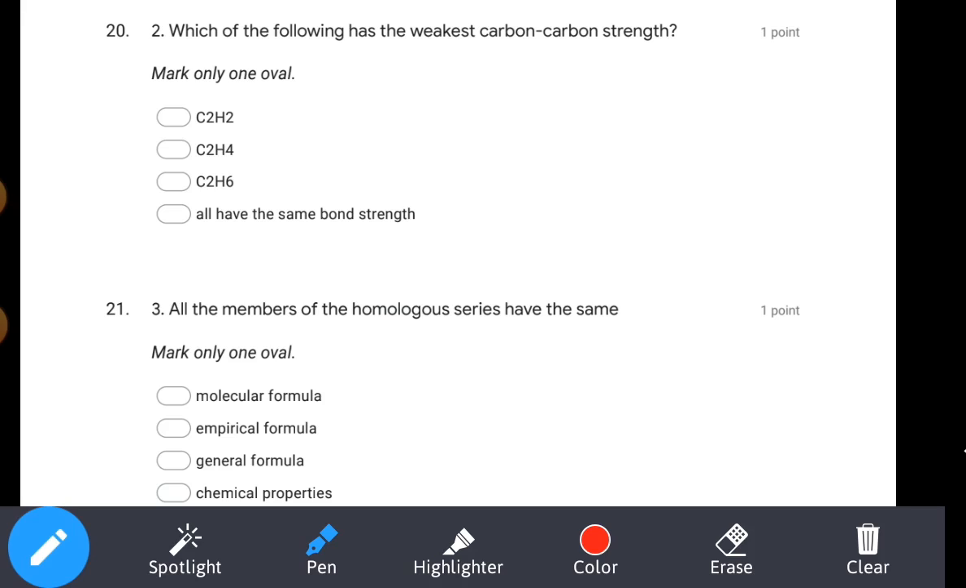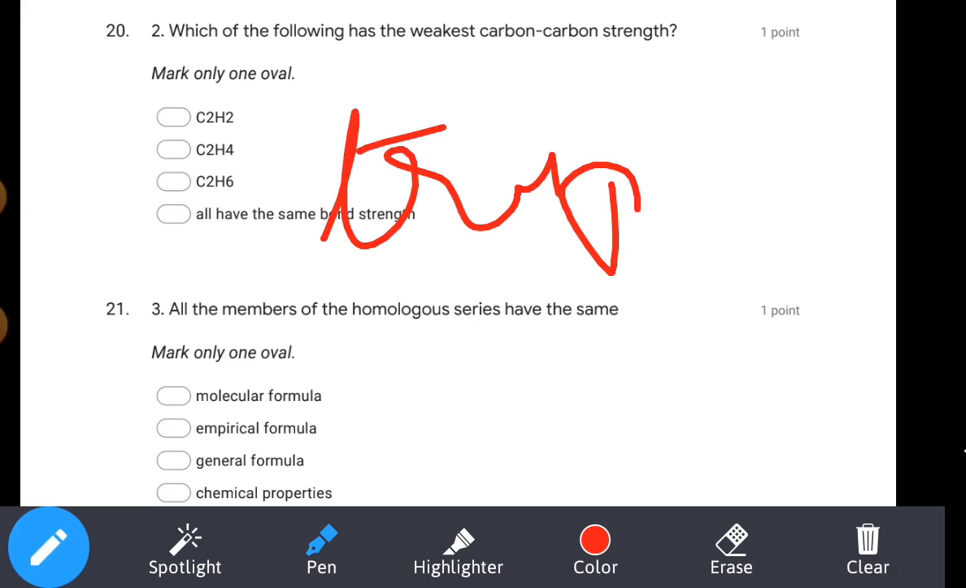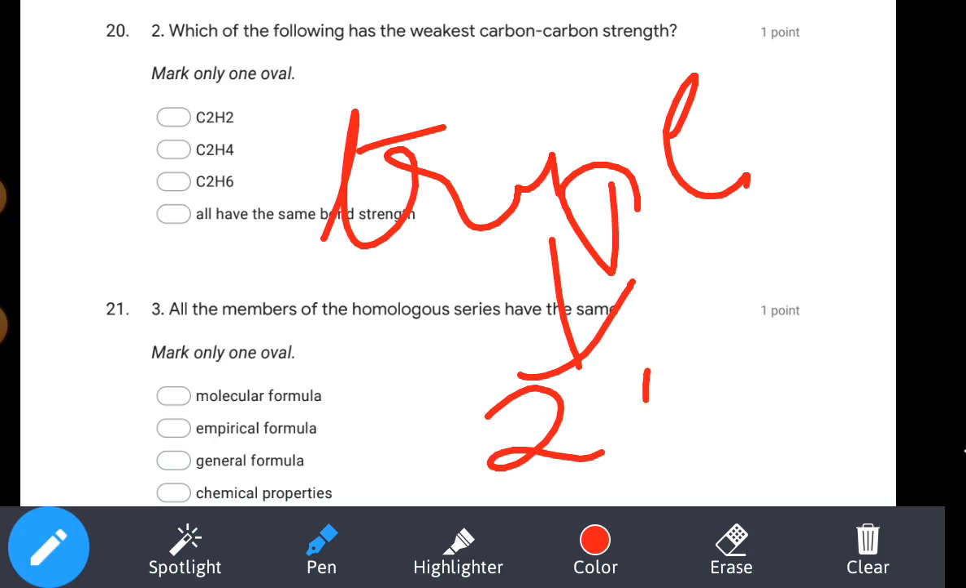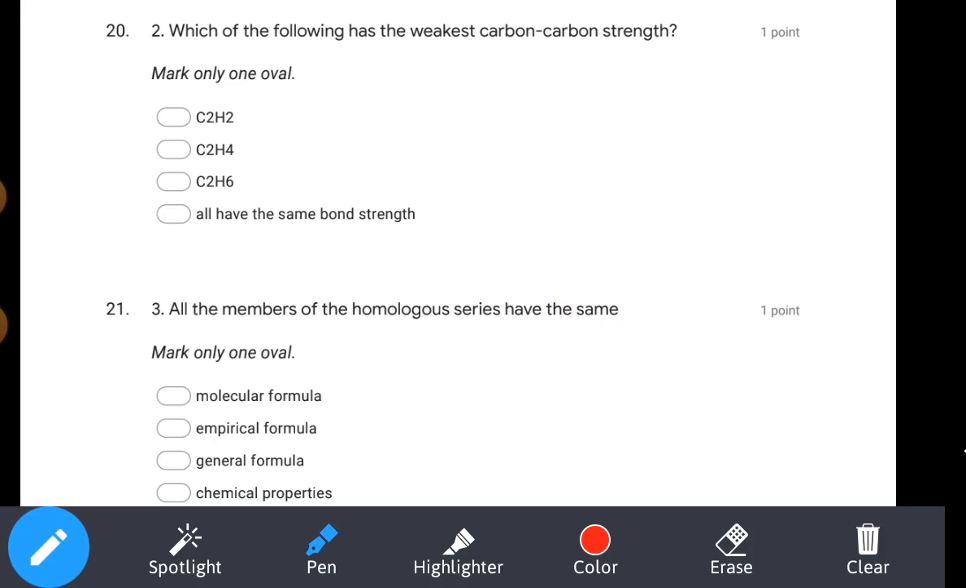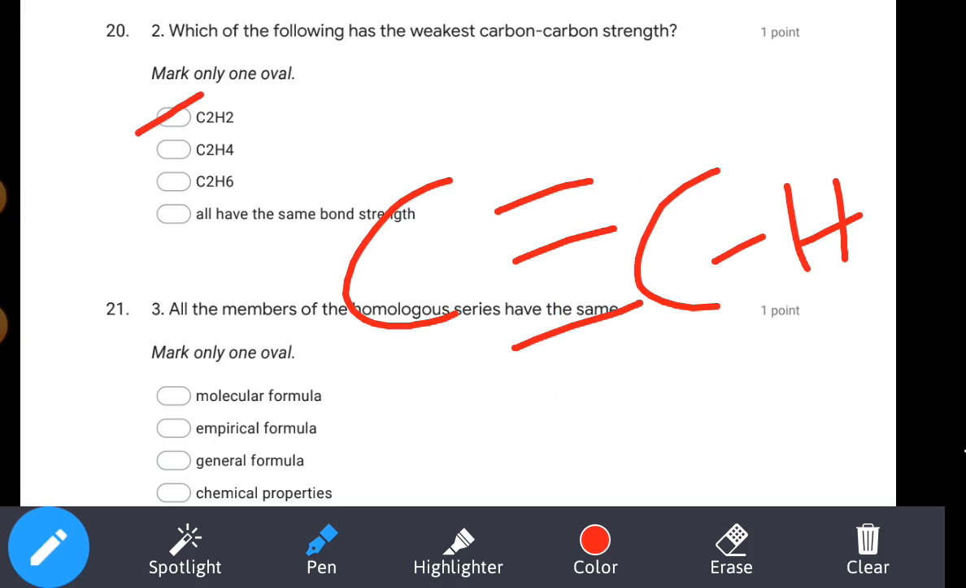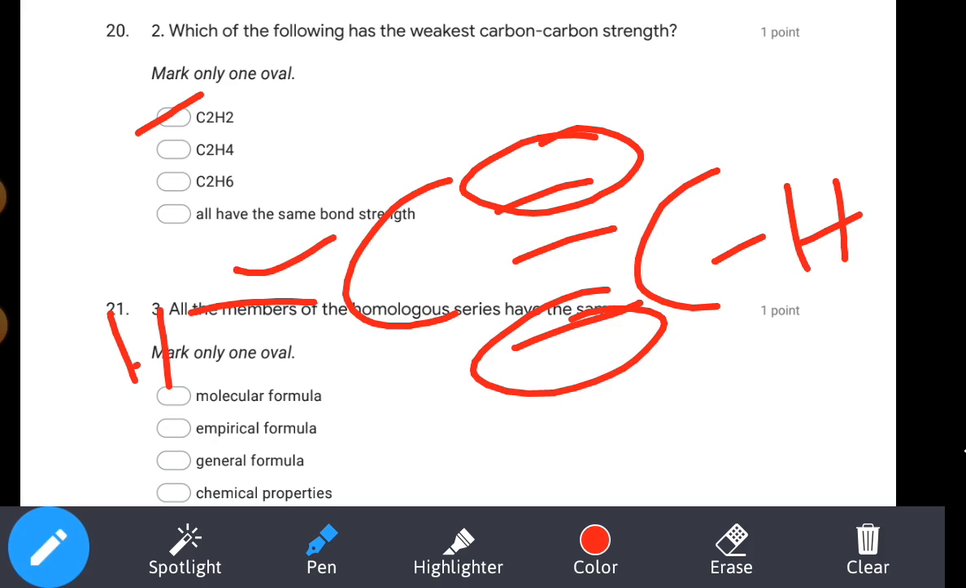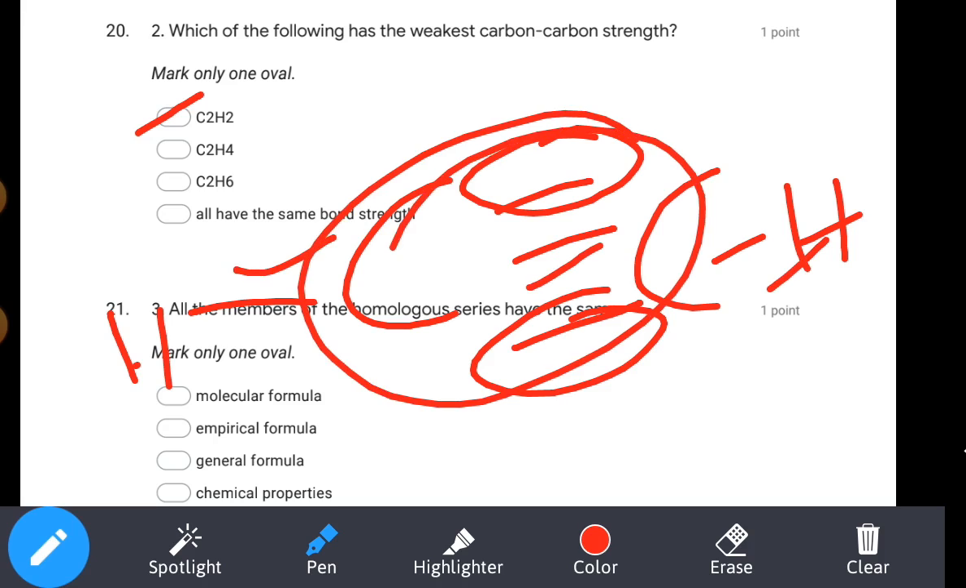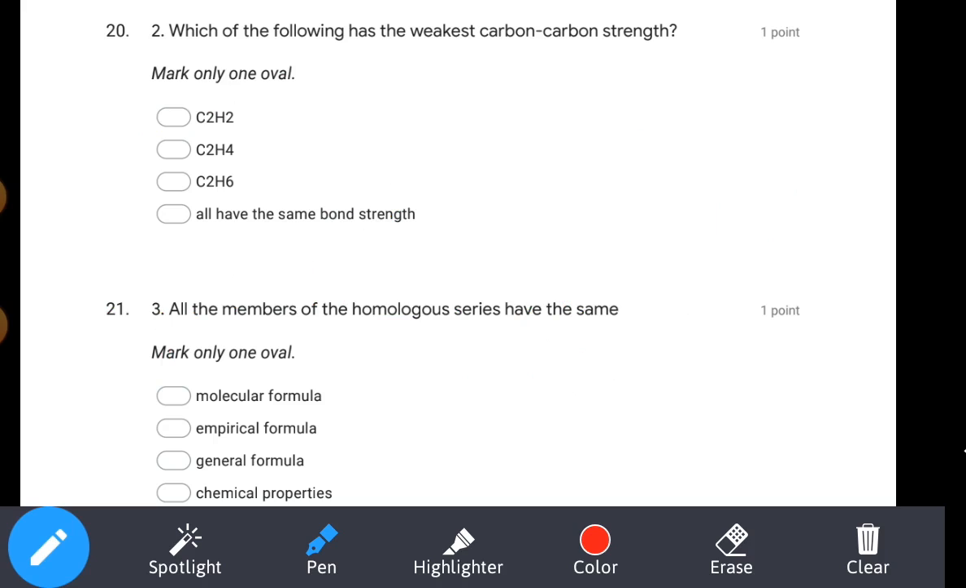Which of the following has the weakest carbon to carbon bond? So weak means what? A weak bond should be present. If it is a triple bond, more triple bond means here we can find two pi bonds. So if you observe C2H2, how can we write it? Like this only. This is one pi bond, this is one pi bond, and the remaining are all sigma bonds. So two pi bonds are present, so weak bond. So C2H2 is our answer.